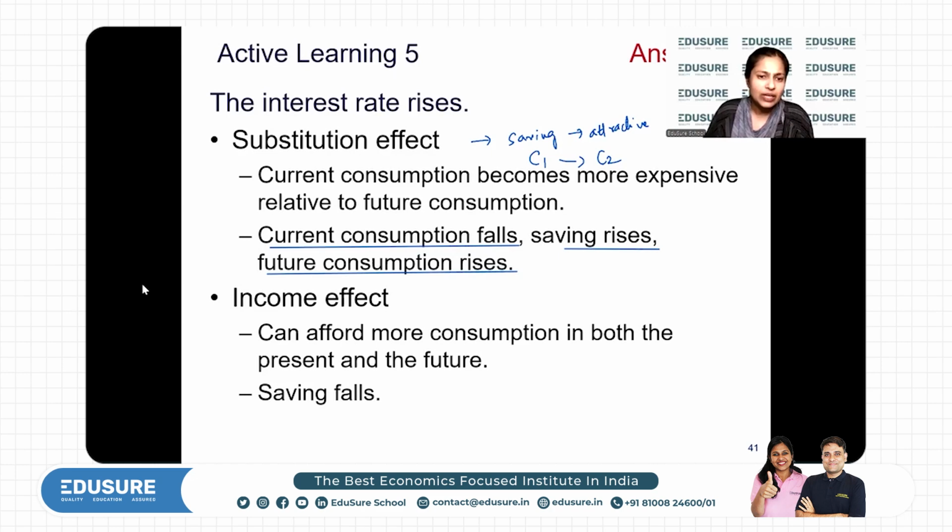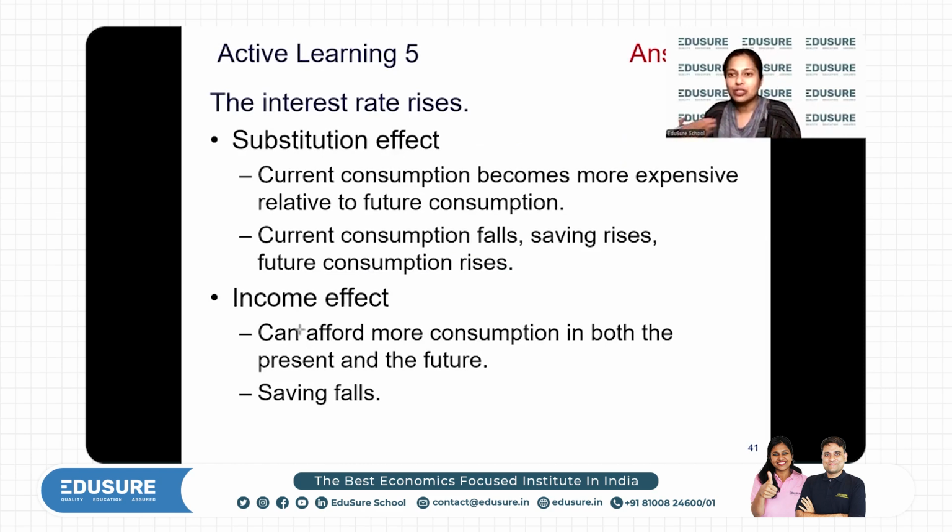But then there is an additional income effect also, that because of the increased rate of interest, and the fact that you can earn so much more in period two, you don't want to be a pauper in period one and a king in period two. You want to have more consumption in both periods. So you want to kind of distribute your income in a manner.